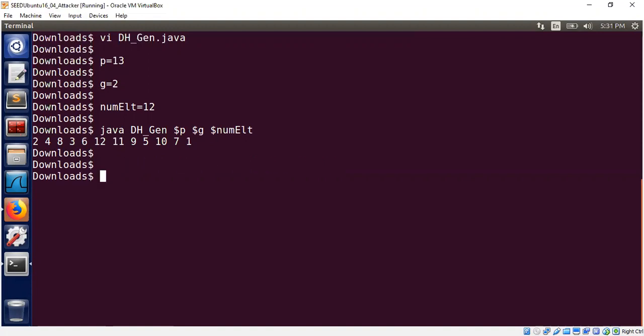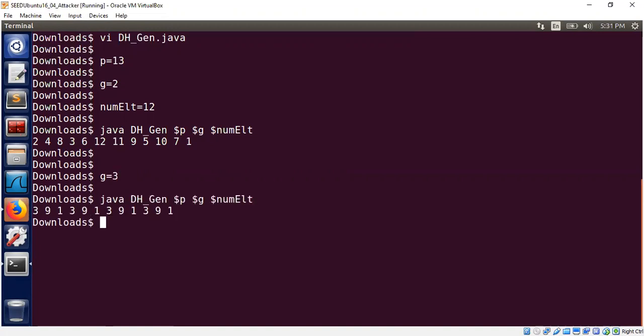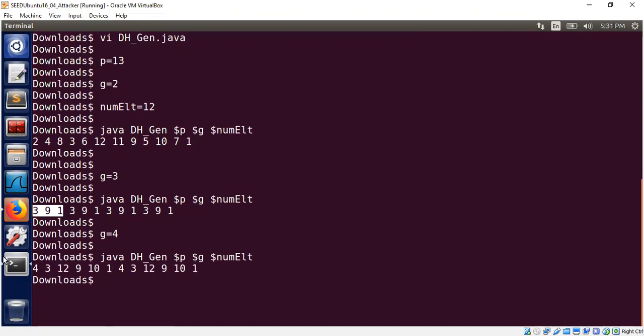However, there is an interesting theorem now. What happens if I change the G? Let's say I change the G to be 3. What is the order of the subgroup? The order of the subgroup is just 3. Let me try one more configuration. Let's try G equal to 4. The order of this subgroup is 6. So it turned out that the theorem is this.